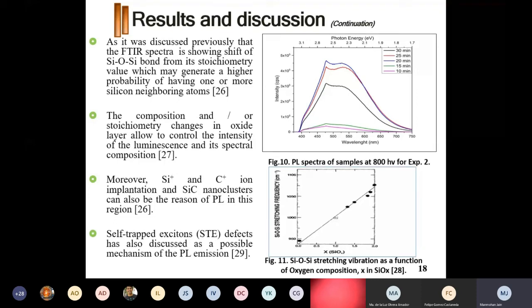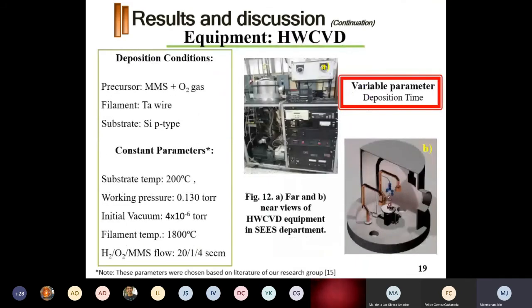Besides it, silicon and carbon ions or silicon carbide nanoclusters can also be the origin of photoluminescence in the region from 2.7 to 2.5 electron volts, as shown in the figure. Besides this, trapped exciton defects are also discussed in some papers as a possible mechanism for this PL emission. Now I will discuss the results of SWCVD.